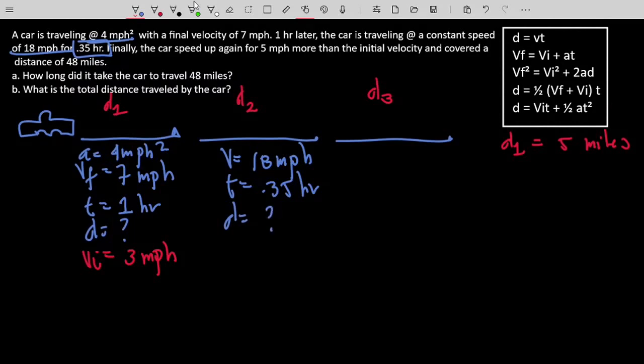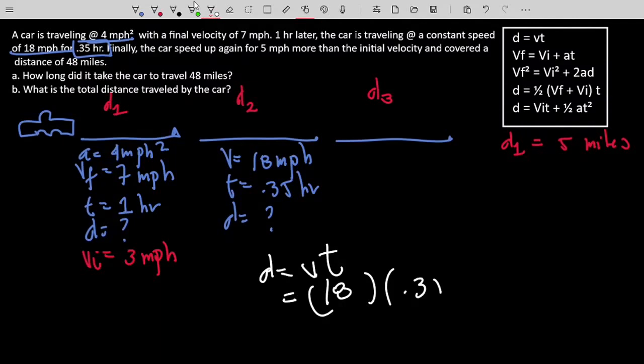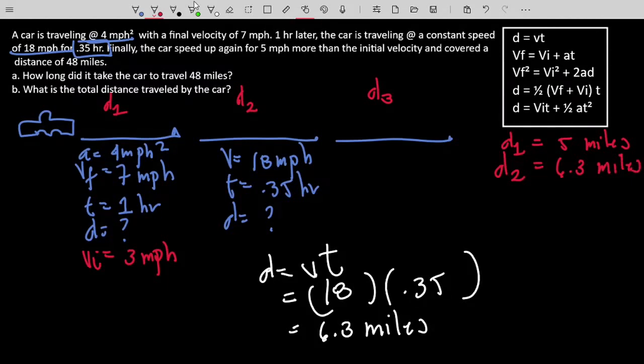Since we have a constant velocity, the formula that we are going to use is this one. Simply, displacement is equal to velocity multiplied by time. Displacement is what we are trying to look for, and velocity is 18 multiplied by your time, which is 0.35. So 18 multiplied by 0.35, then you should have the value of 6.3 miles. So therefore, the value of our D2 is again 6.3 miles. Now let's go on with the third part.